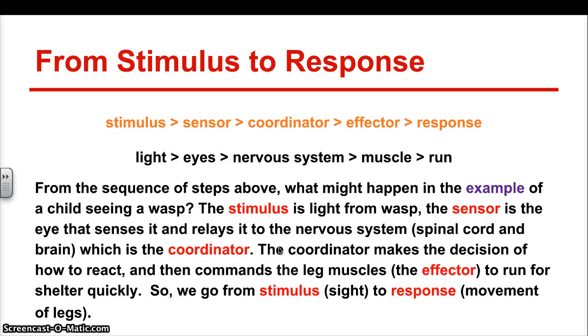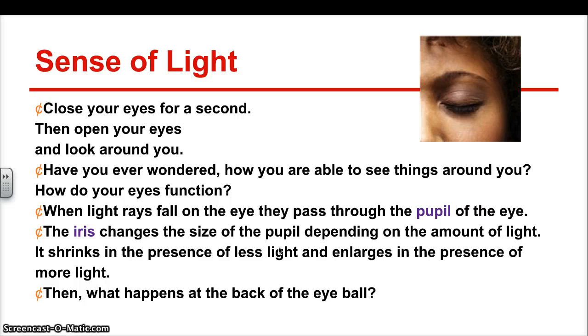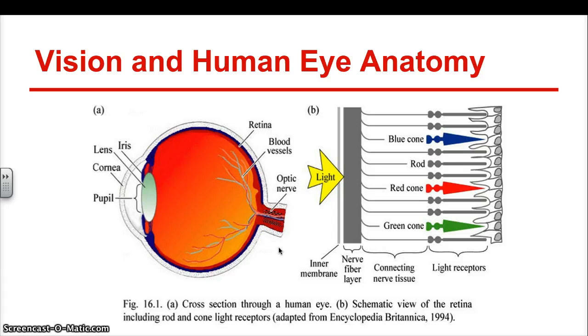From stimulus to response: the stimulus is light from, say, a wasp we notice. The sensor is the eye that senses it, sends a signal through our nervous system, which is our coordinator. The coordinator makes the decision how to react, and then commands the legs, which are the effector, to run. Okay. Sense of light. Light will go through your eye, and we make a decision. What we're going to be looking at is how light is sensed by our eye.